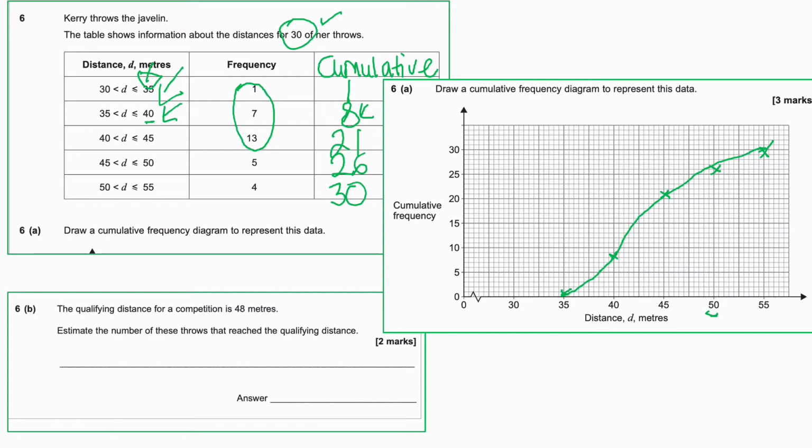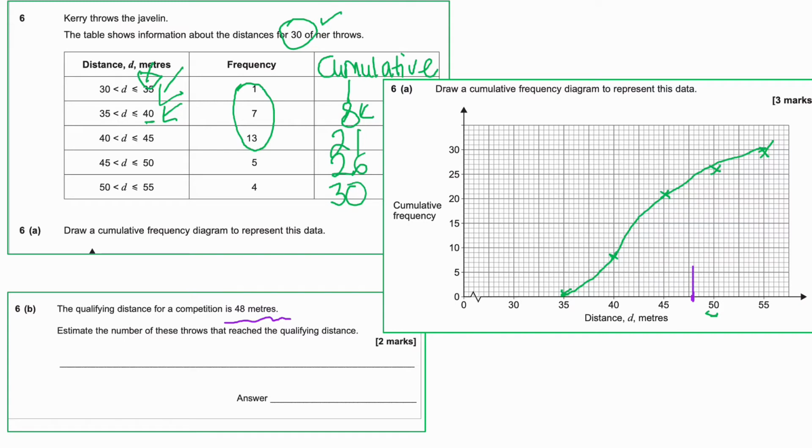The next part of the question is the qualifying distance for a competition is 48 metres. And we've got to estimate the number of these throws that reach the qualifying distance. So what we want to do is draw a line up from 48. So first off, we need to figure out what 48 is on the bottom axis. And because there's 10 squares representing 5 metres, 2 squares will represent 1 metre. So 48 would appear here. And what we want to do is draw a line straight up there.